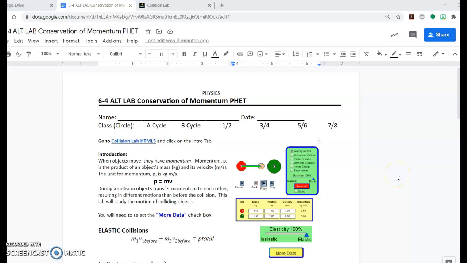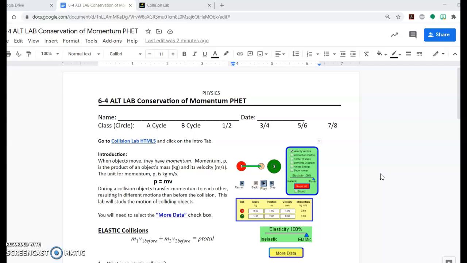This is going to be your lab today. So it's the 6-4 alternate lab with the conservation of momentum. So remember that the conservation of momentum is when all of your forces are internal to your system. So the momentum that you start with is going to be the momentum that you end with. And with that idea, we're going to talk more about elastic and inelastic collisions and view them on this virtual setting.